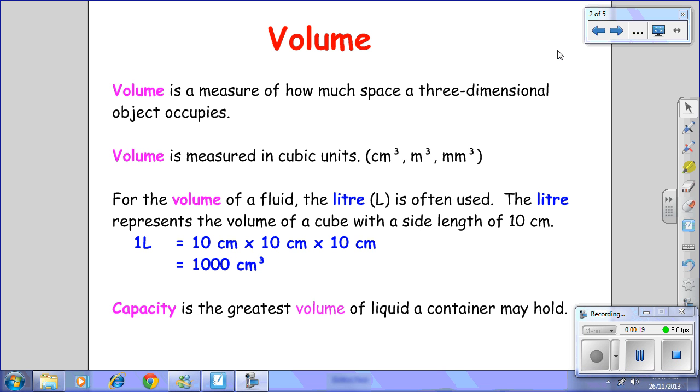If we're looking at the volume of a fluid, typically it's measured in liters. The liter represents the volume of a cube with a side length of 10 centimeters. So it represents 10 centimeters times 10 centimeters times 10 centimeters, or 1,000 centimeters cubed. And the other thing we need to know is the word capacity tells us that's the greatest volume of liquid a container may hold.